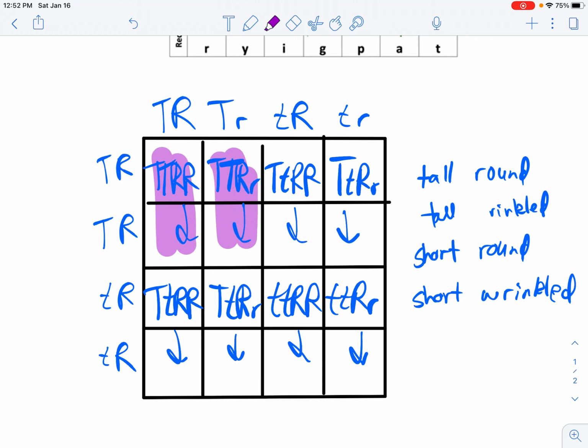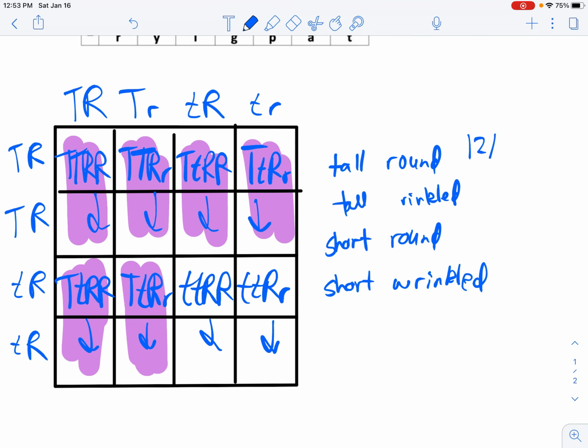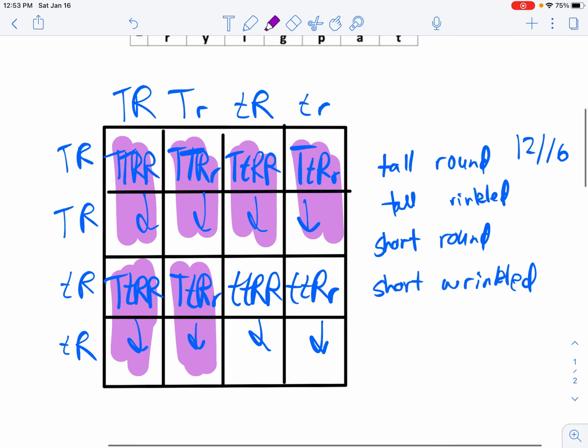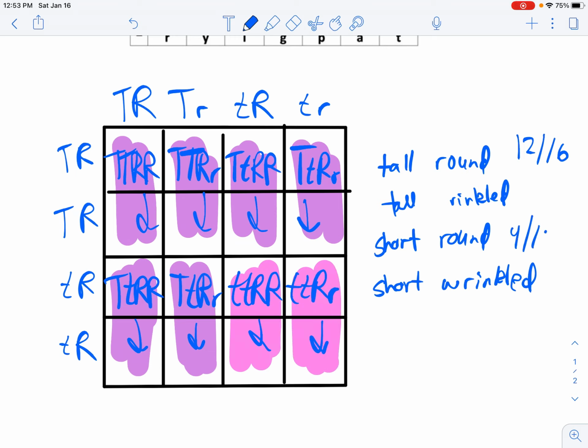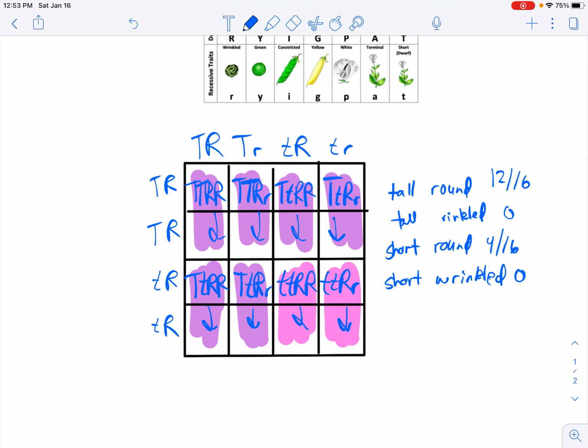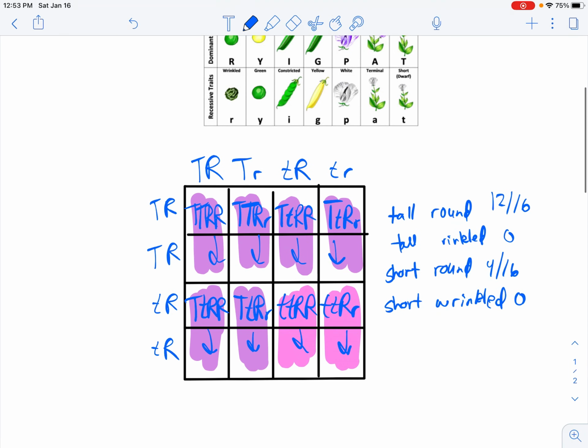Okay, so how many tall and round? 1, 2, 3, 4, 5, 6, 7, 8, 9, 10, 11, 12. All right, so 12 of them out of 16 are tall and round. How many are tall and wrinkled? None. How many are short and round? 1, 2, 3, 4. Short and wrinkled would be zero. Okay, so hopefully that was helpful.